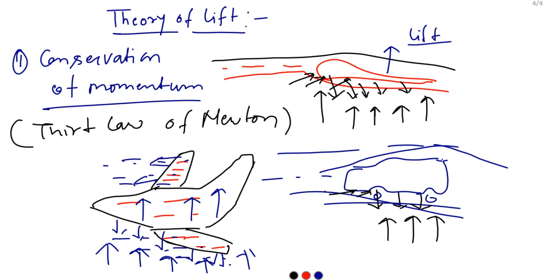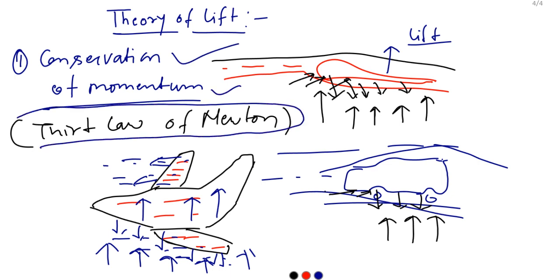I hope it is clear. If this point is not able to remember, you can remember the third law of Newton. So air is applying a force on this, and this is also applying a force on air. The object is trying to push the air downside, so the air is pushing the object upside. That is why the object is lifting up.